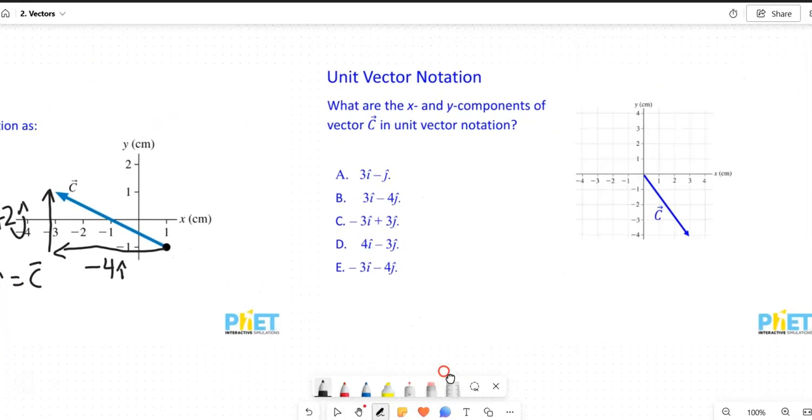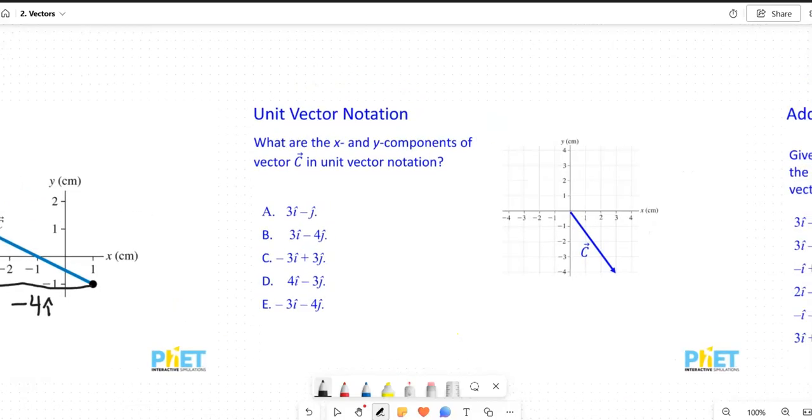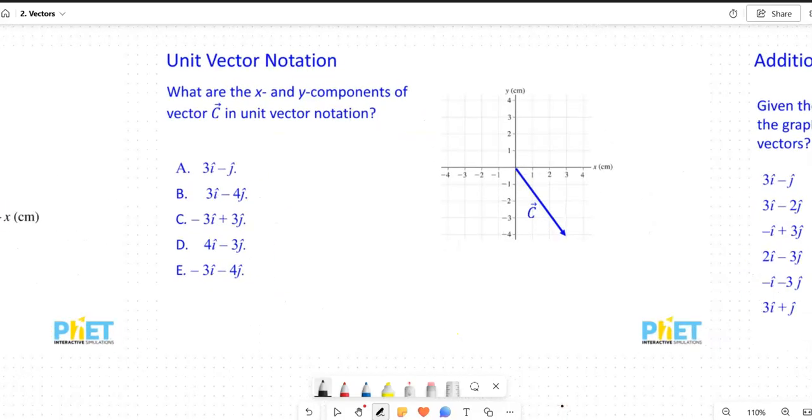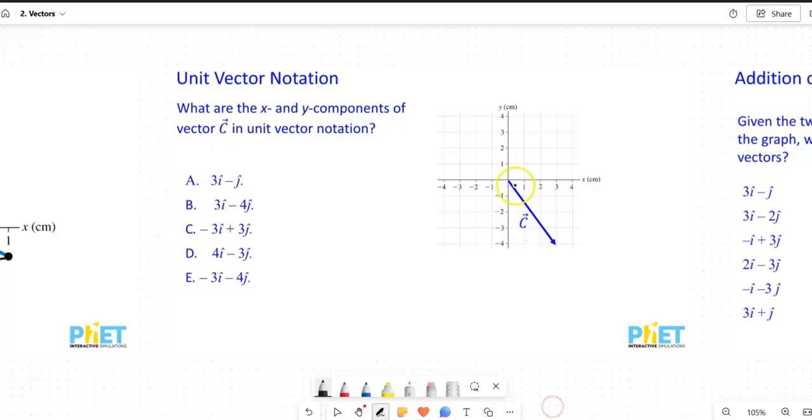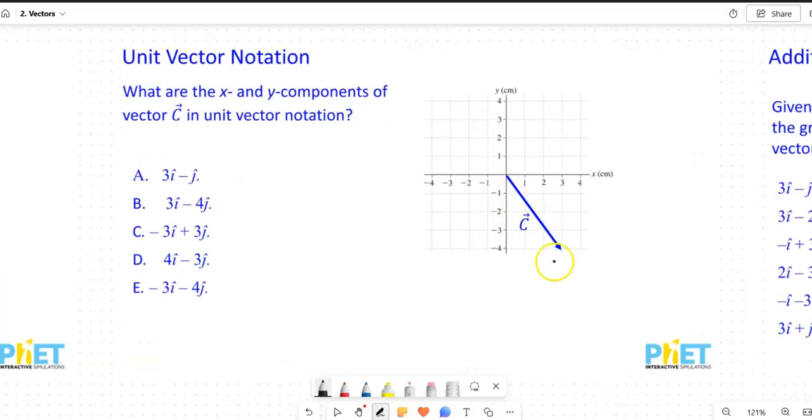Let's try this again, but now you don't have any run through. So, here is vector C as indicated by this coordinate system. Which one of these 5 choices matches vector C in this case? Try it on your own. Pause the video now.